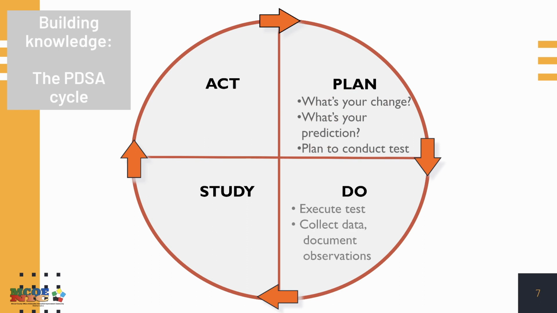Once you've done that, you go into the do portion of your Plan, Do, Study, Act cycle. And that's where you actually execute your change idea from the plan section. And you are collecting the data that you mentioned up here. You're collecting your data, which might mean formal data, it might be informal data, it might be qualitative, it might be quantitative, whatever kind of data you're collecting. That's where you collect the data and you document that data somehow, right?